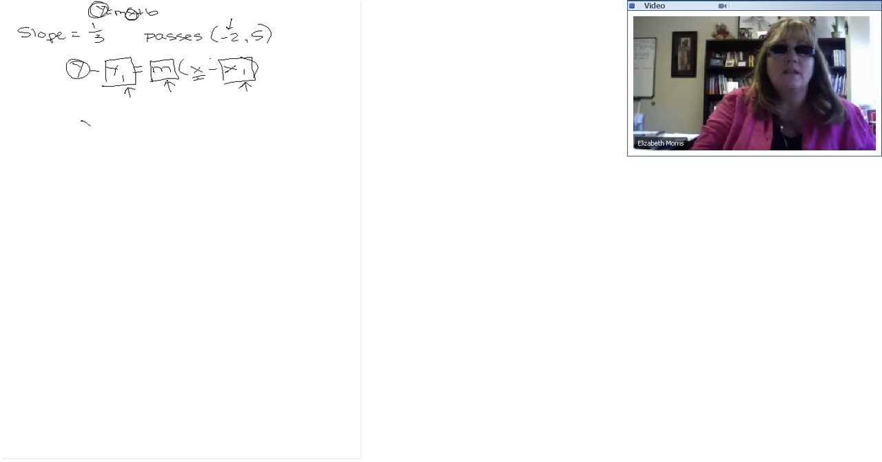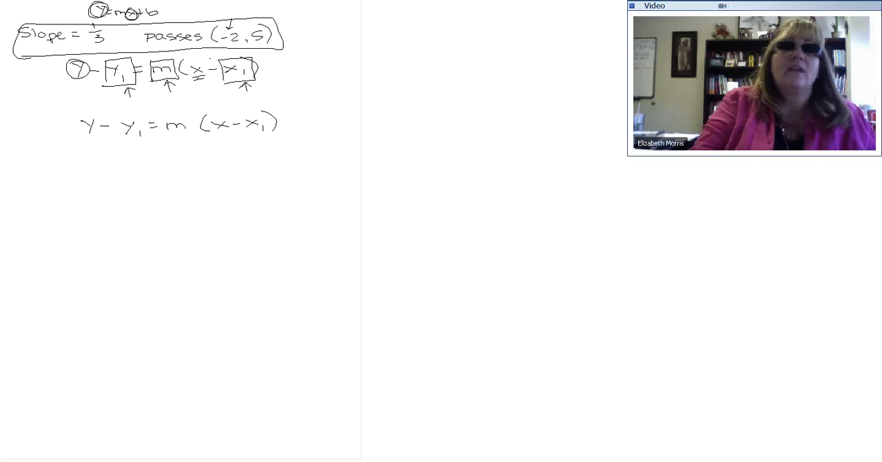Let me write this again. y minus y1 equals m times x minus x1. And let's look at what we have. What did they give us? They gave us a slope. They gave us an m. Right here, they gave us the m. It's 1/3. And they gave us an x and a y, and we can put the little 1 with it. It's just the point. It is the y and the x in the formula. So this would be 5, and this would be -2.